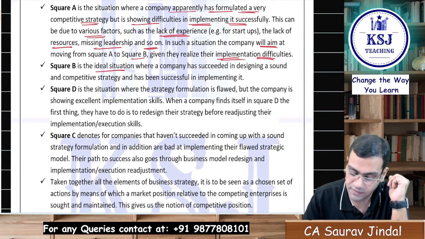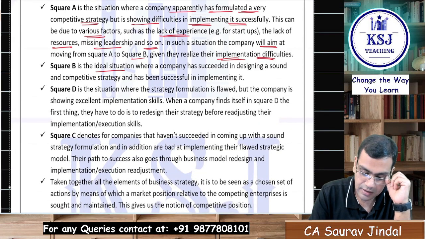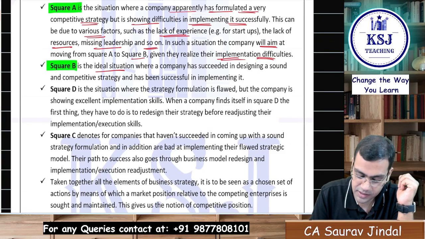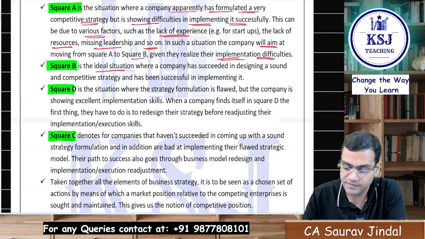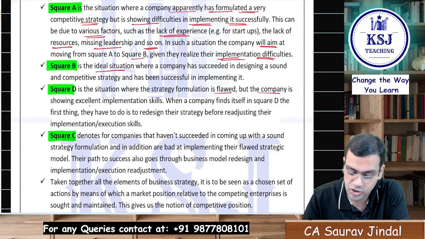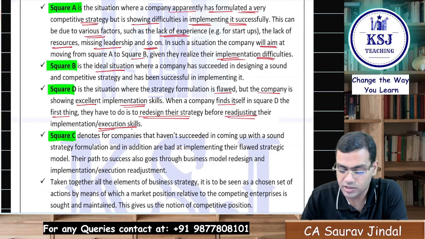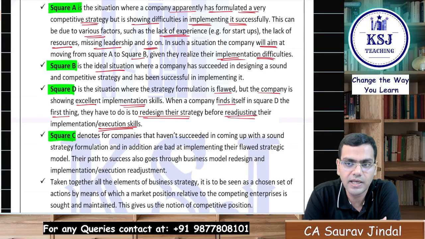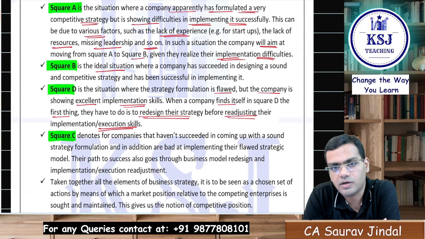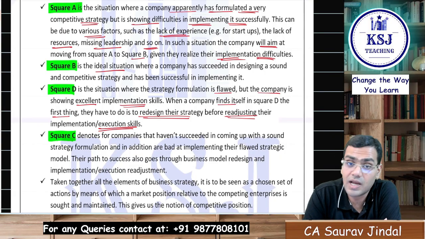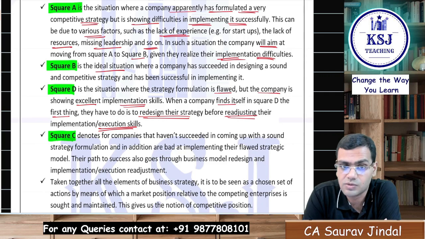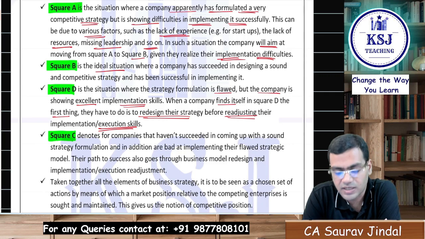D is the situation where the strategy, okay, I'll highlight it a bit. Square A, square B, square D and square C, right? Now, square D is the situation where the strategy formulation is flawed, but the company is showing excellent implementation skills. When a company finds itself in D, the first thing they have to do is redesign their strategy before readjusting their implementation or execution skills. Only implementation will take you some distance, but not a very long distance, right? So at some point of time, you will have to formulate a sound strategy, you will have to redesign your strategy in this case.